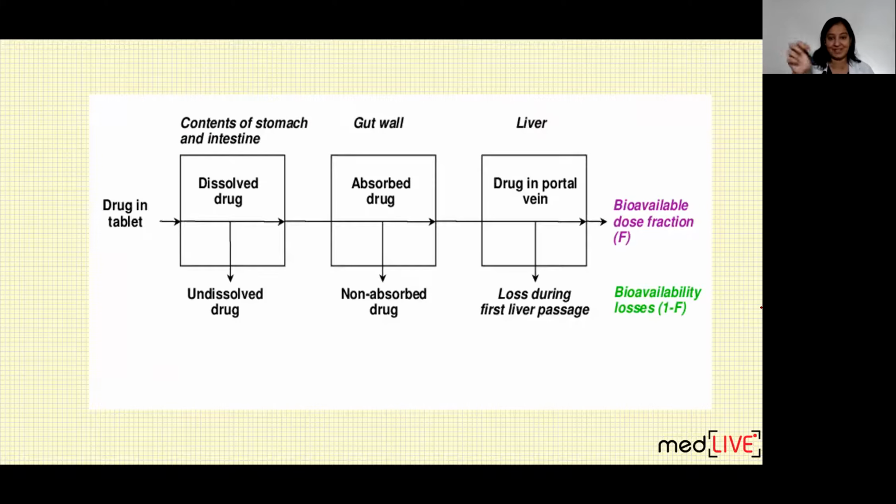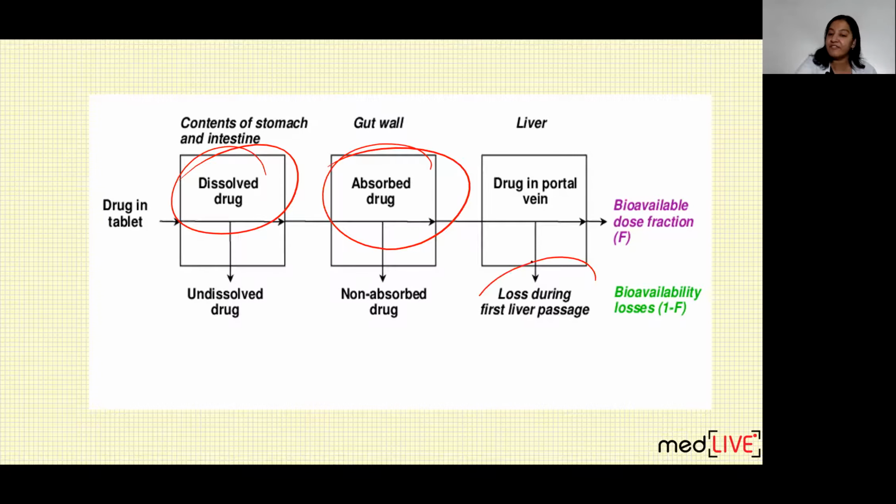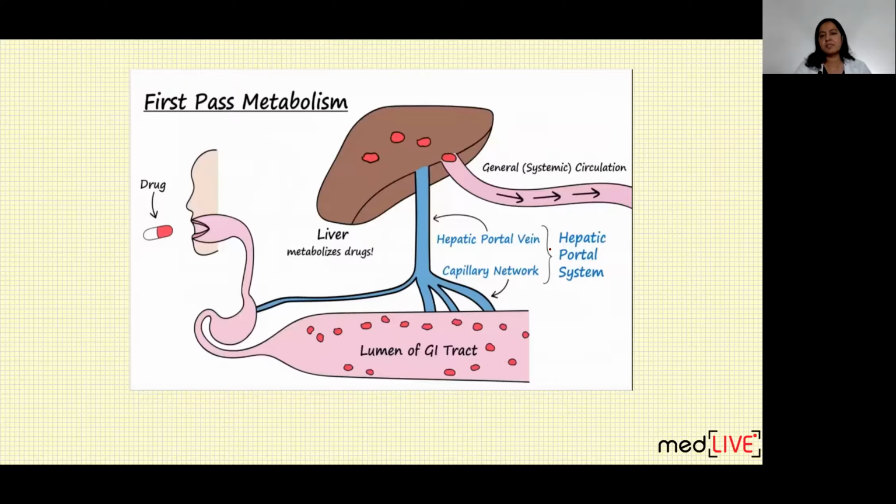There are three factors I have shown: the dissolution of the drug, the absorption of the drug, and first pass metabolism, that is drug in portal vein. What do you mean by first pass metabolism? Whatever drugs we are taking orally through mouth, they will reach the stomach and the intestine. Of course, it will go in esophagus, then stomach, then intestine. From there, they are absorbed. The blood vessels present in the submucosa of the stomach and intestine will absorb the drug.